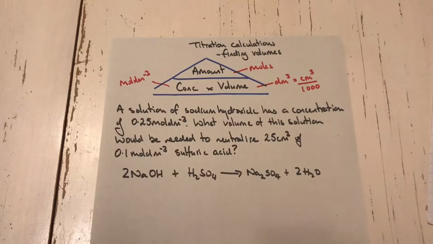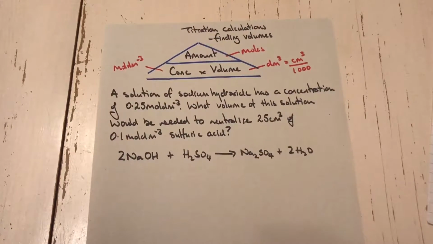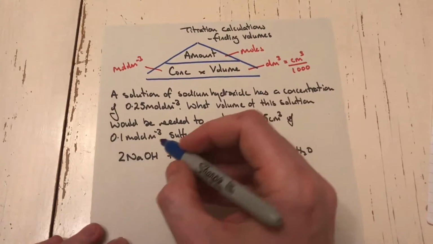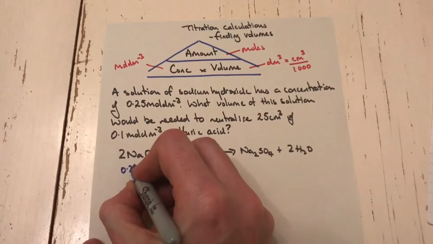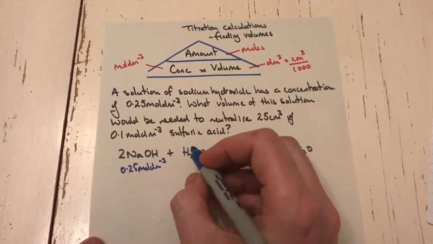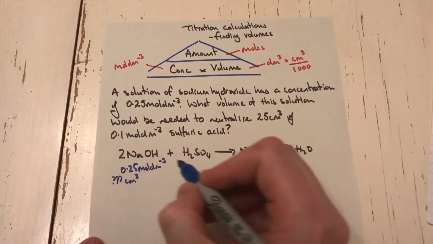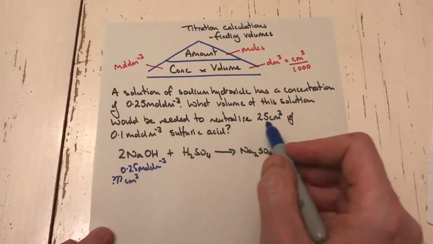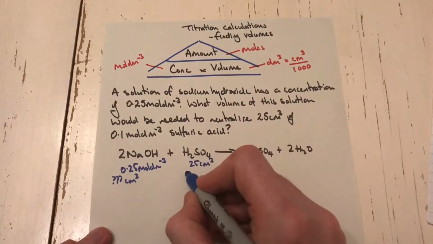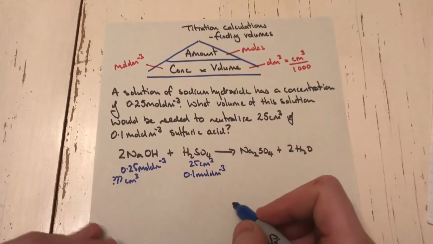So I'm going to take this information that's written down and add it to the balanced equation here for the neutralization reaction. It says a solution of sodium hydroxide has a concentration of 0.25 moles per decimeter cubed. And it says, what is the volume of this? So I'm going to have to find the volume, so I'm going to put that in there. It's an unknown that we need to neutralize 25 centimeters cubed of sulfuric acid with a concentration of 0.1 moles per decimeter cubed.